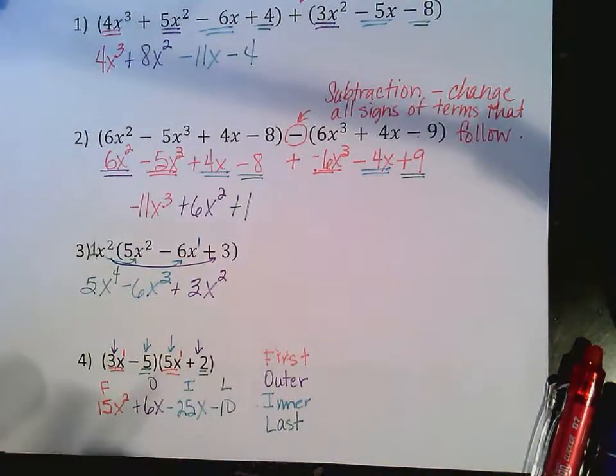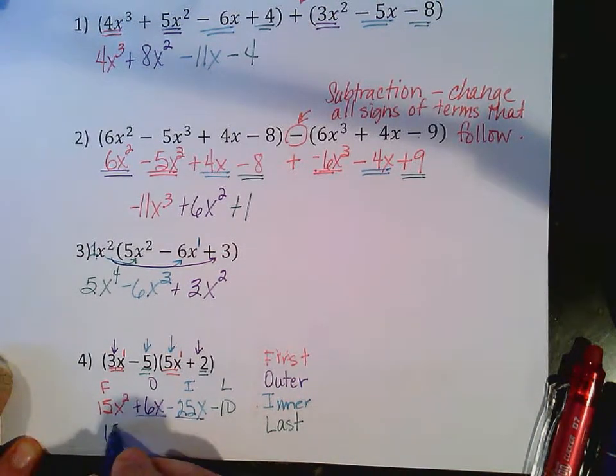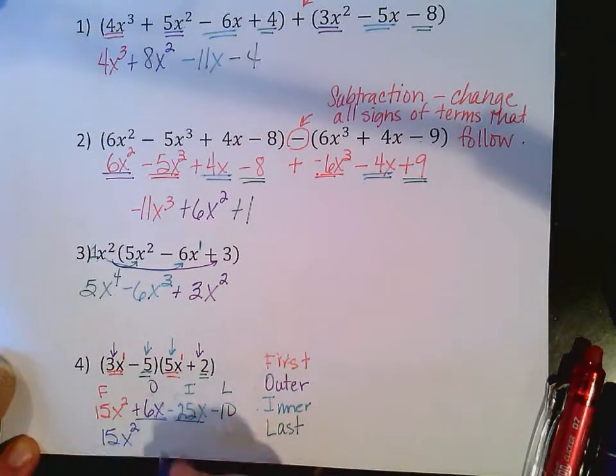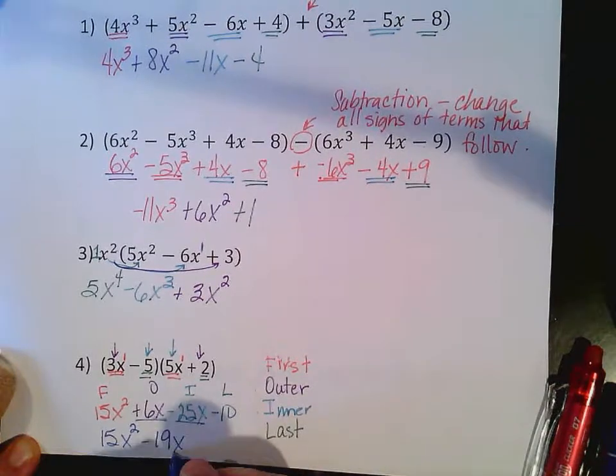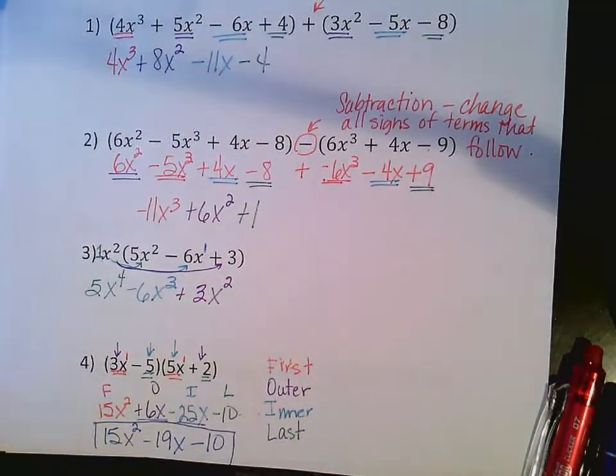And then the last thing you need to do is combine, make sure you combine like terms. And so I've got a 6x and a negative 25x. So it's 15x squared. I only have one x squared term. 6x and negative 25x is negative 19x. And then I have the constant of minus 10. And that would be your final answer.